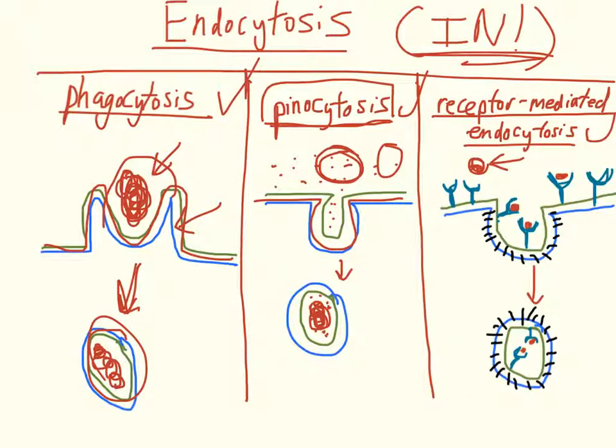And so what the cell does is it has receptors located in the plasma membrane, and when the molecule of interest binds to these receptors, they will gather together and bud off and form a vesicle, as shown here.